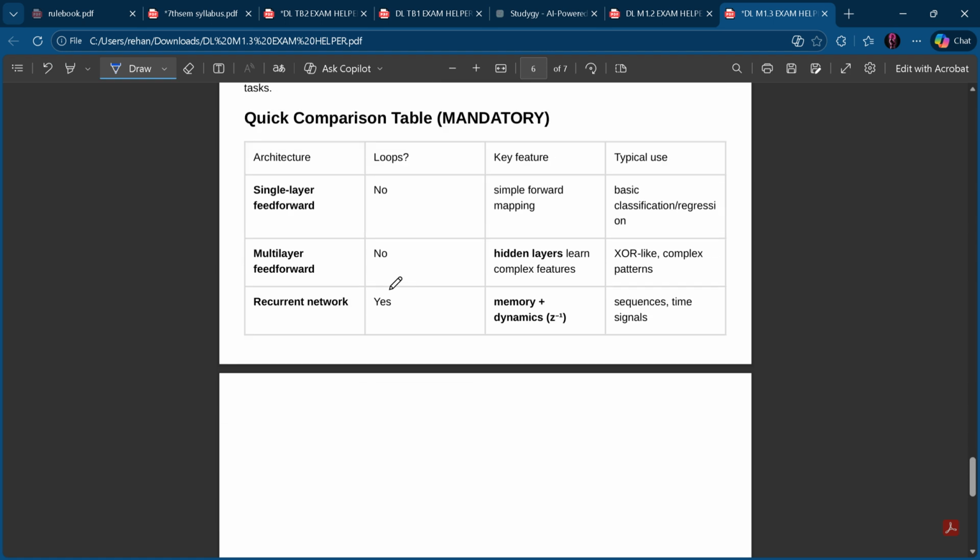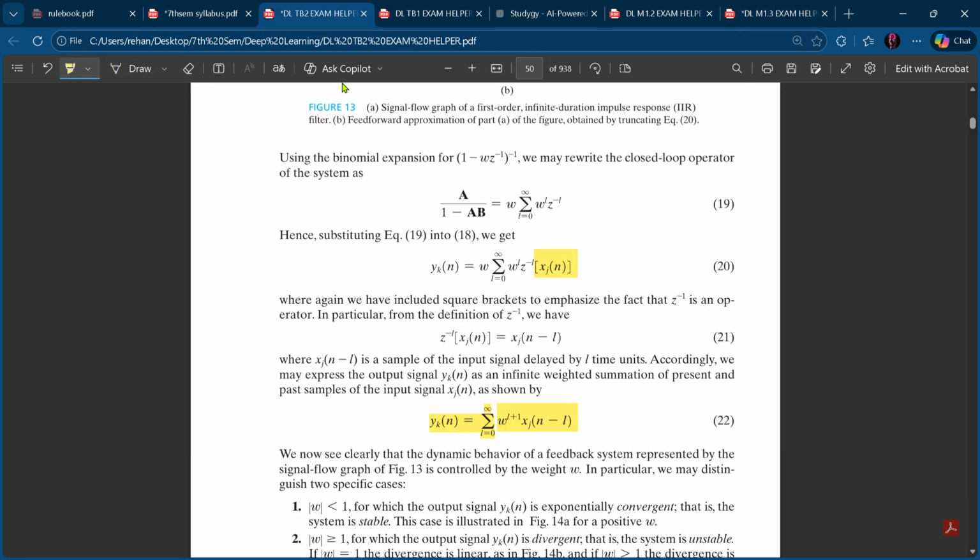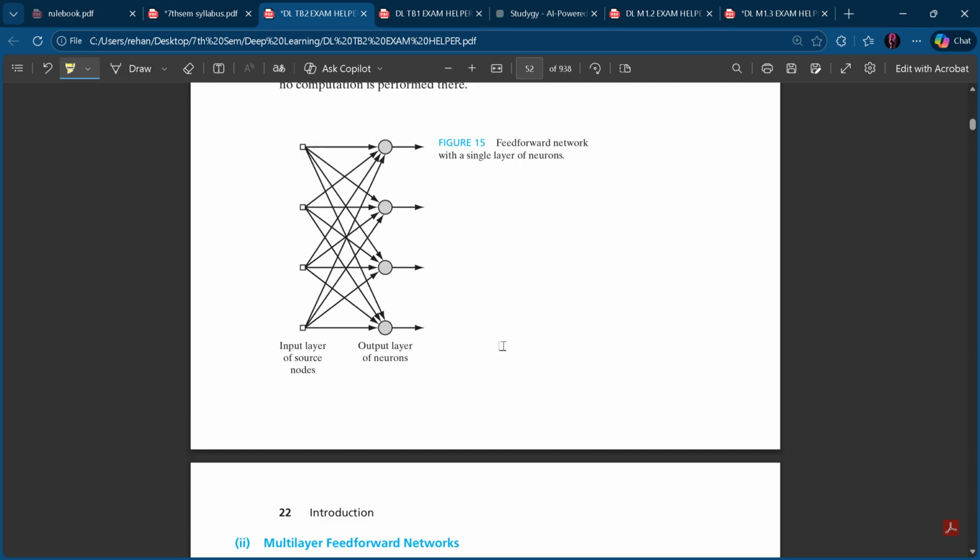So here you have the comparison table. Are there any loops? In single layer and multi-layer, no, but in recurrent, yes. It can be one or more. There can be a self loop also. Key features: simple mapping; hidden layers learn complex features; memory plus dynamics, unit time delay. Typical use: basic classification, regression, XOR-like complex patterns; sequence and time signals. That's all you have to know about network architecture.